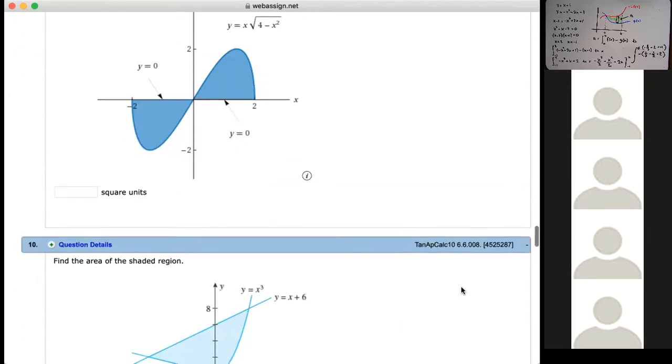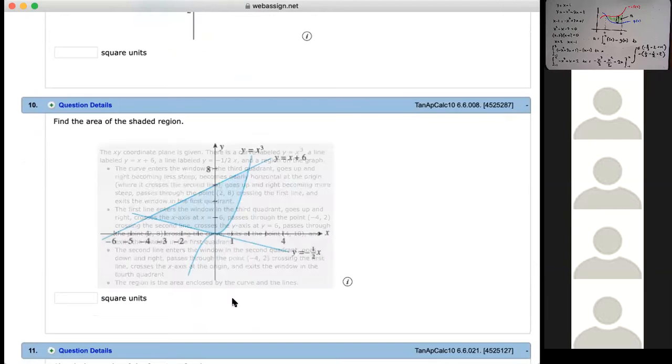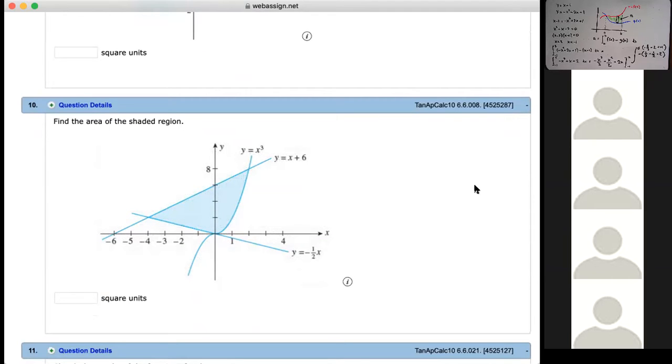There are some other problems like this, like question 10, for example. We have to break it up into 2 integrals. If you can see, boy, that hover text is really annoying. The region that we're looking for here, if we think about it in 2 pieces, to the left of the y-axis is a triangle. That area we could find as the integral of the line y equals x plus 6 minus the line negative 1/2 x, right? The upper boundary is a line, the lower boundary is a line.